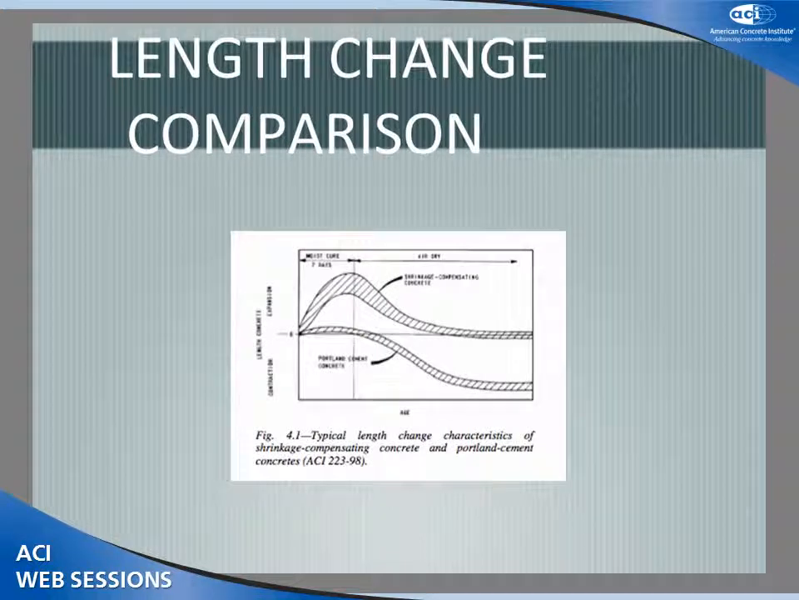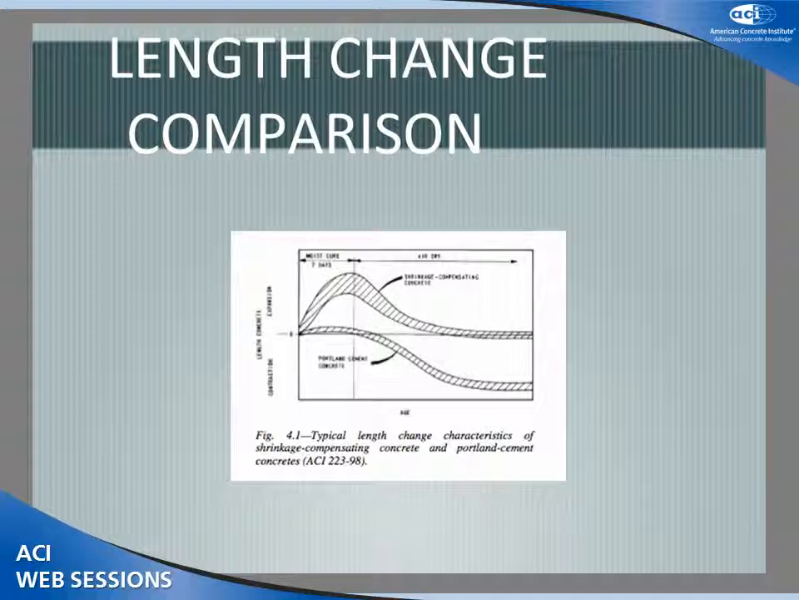The data that we use to plot these curves are obtained from the standard test, ASTM C878, the test method for restrained expansion of shrinkage-compensating concrete, for determining the amount of expansion and the rate of the expansion for a given trial concrete mix. And this graph is the one that is used for ACI 223. The bottom curve represents a conventional Portland cement concrete, and note that there's a slight expansion during the initial setting of the concrete. At about the third or fourth day, conventional concrete then goes into a shrinkage phase.